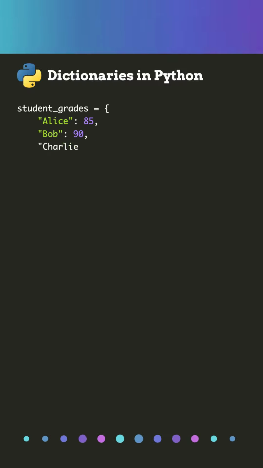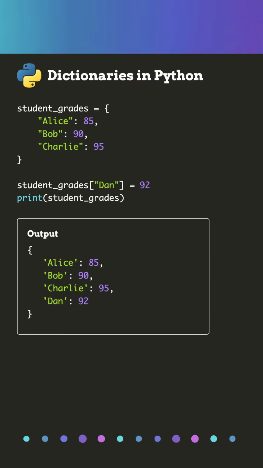We can add a new entry to our dictionary by assigning a value to a new key. Let's add Dan with a grade of 92. Notice that Dan now appears in our dictionary with the grade 92.